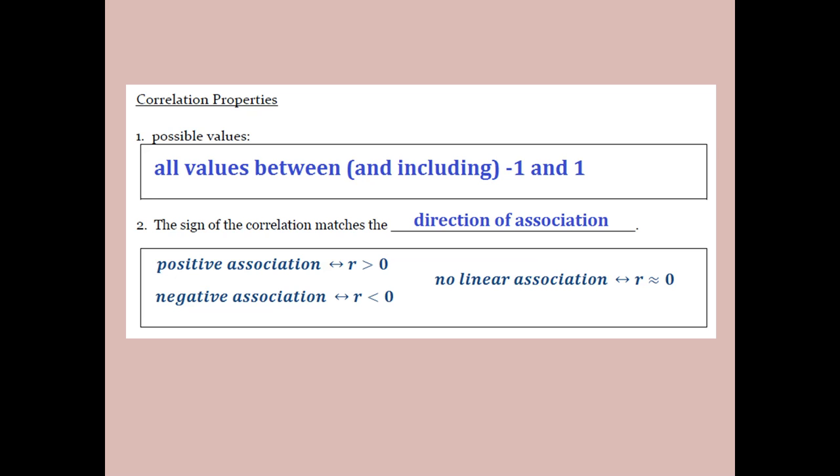Number two, this is where you get the direction for free, where the sign of the correlation matches the direction of association. So if you have a positive association between the variables, you're going to have a positive correlation and vice versa. Same thing with a negative association and a negative correlation.